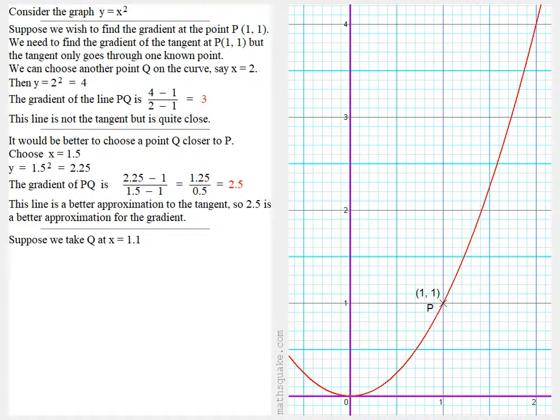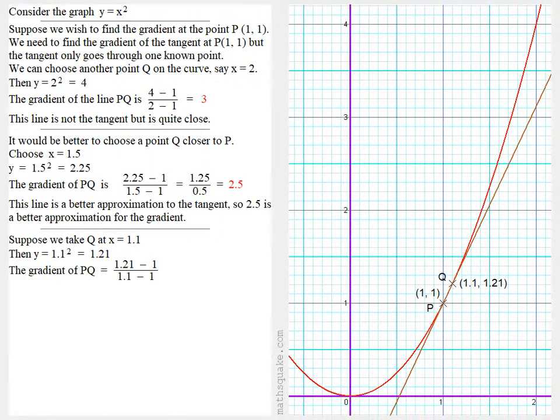Now let's suppose we take Q closer still. Suppose we take Q at x equals 1.1. Then y is equal to x squared, so y is equal to 1.1 squared, which is 1.21. Now we can find the gradient of PQ. It's y2 minus y1 over x2 minus x1, which is 1.21 minus 1 over 1.1 minus 1, which is equal to 0.21 over 0.1, which is equal to 2.1. Now this is an even better estimate of the tangent's gradient.